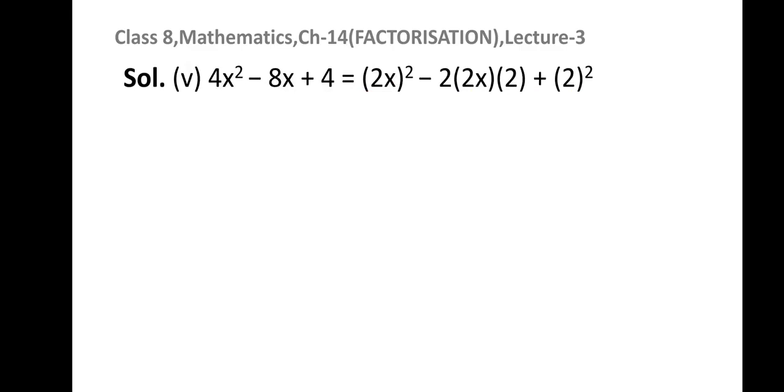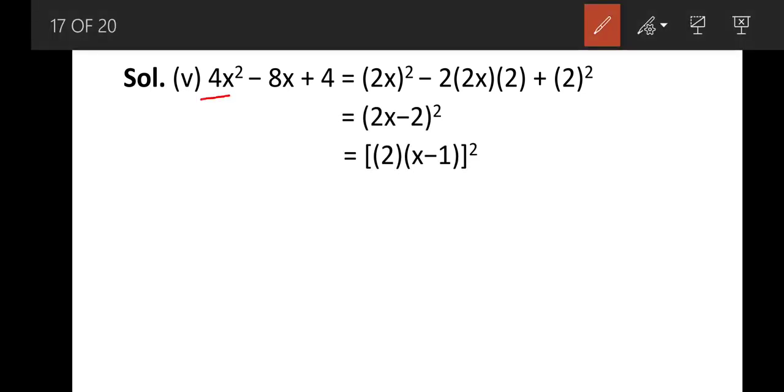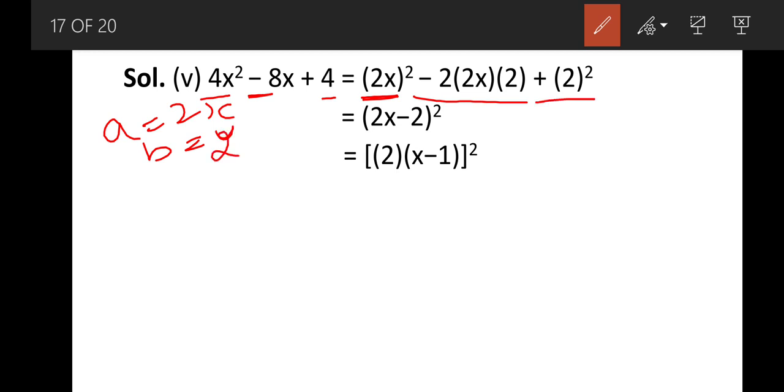Now coming to solution of fifth part. Let us see the steps, then I will be explaining. This is 4x square, this is also a square, 4 is also a square. Now minus sign is there, so I can use identity number 2 there. So 4 can be written as 2 square, x square can be written as x square. So 2x will be written inside the bracket, minus 2ab. A here is 2x, b here is 2. So plus b square. 2ab, 2a is 2x, b is 2. So what is it equal to? A minus b whole square. So we have written 2x minus 2 whole square.